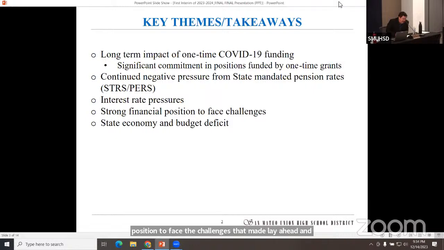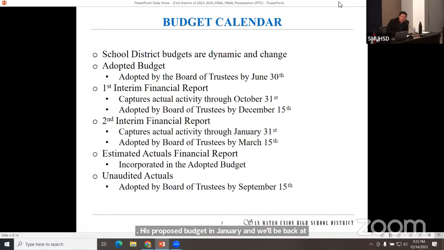And then the state economy and budget deficit. Just last week, the Legislative Analyst Office gave a sobering report on the state budget, which included a $68 billion projected deficit, including $26 billion in overestimated or overprojected taxes for the prior and current year. So it'll be very interesting when the governor puts out his proposed budget in January, and we'll be back at the end of January or early February with the details of that report.